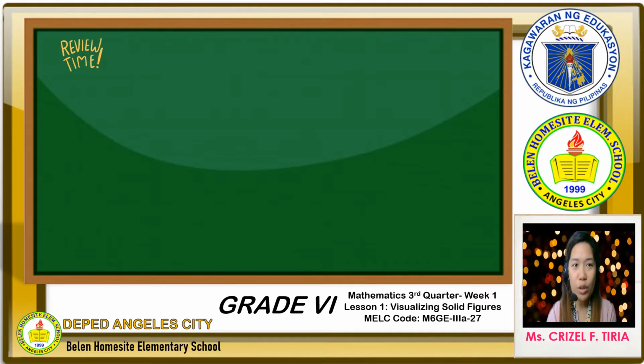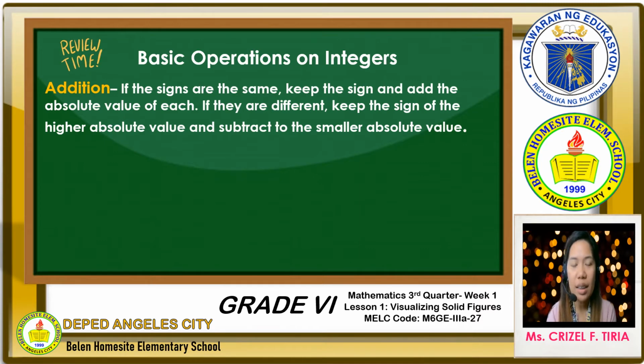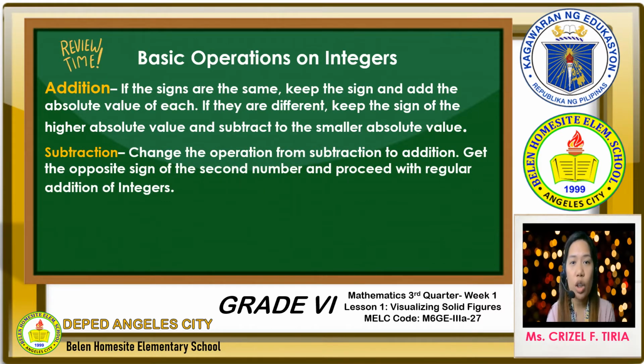Before we move on to our new lesson, let us have a review of our past lesson. Do you still remember the basic operations of integers? Remember, in adding integers, if the signs are the same, keep the sign and add the absolute value of each. If they are different, keep the sign of the higher absolute value and subtract the smaller absolute value from it. In subtracting integers, change the operation from subtraction to addition. Get the opposite sign of the second number and proceed with regular addition of integers.